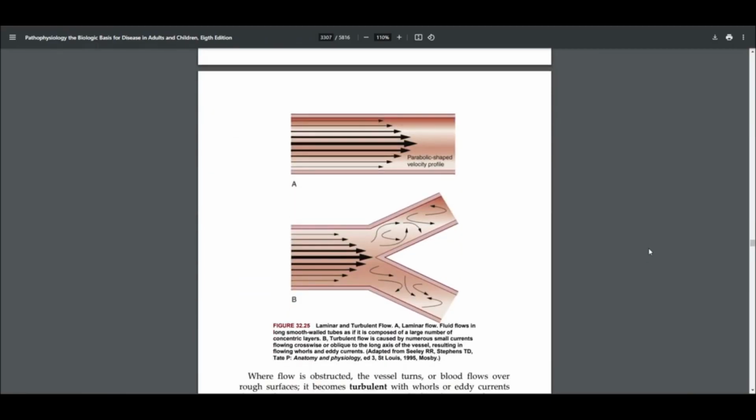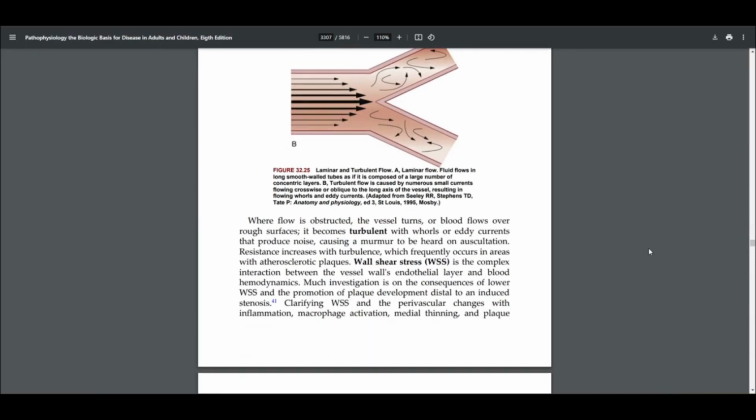So we're taking a couple of pictures here of a parabolic shaped velocity profile and how there is a laminar flow on one side and a turbulent flow on the other. Where flow is obstructed, the vessel turns, or blood flows over rough surfaces, it becomes turbulent, with whorls or eddy currents that produce noise, causing a murmur to be heard on auscultation. Resistance increases with turbulence, which frequently occurs in areas with atherosclerotic plaque.